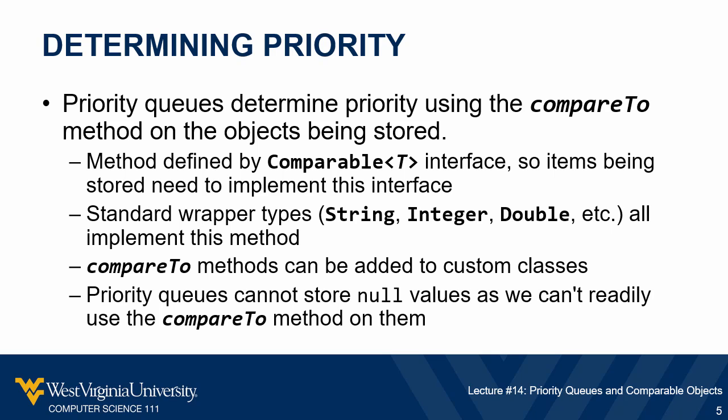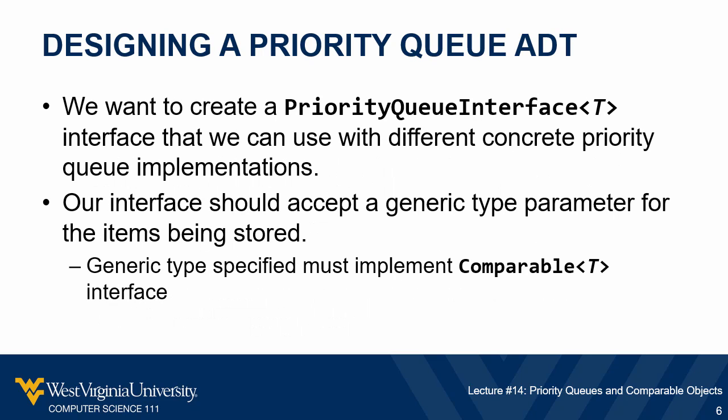Let's go ahead and work out what we want to have our priority queue interface support. With our interface, as we've been doing with our other data structures, we'll want to add a generic parameter T so that we can specify a particular type of data inside of our priority queue. And we're going to place a restriction on T to ensure that T is a type that implements the comparable interface.